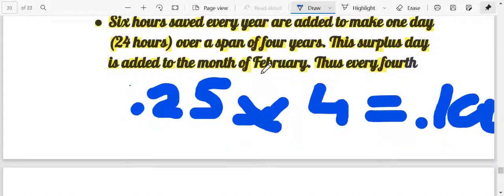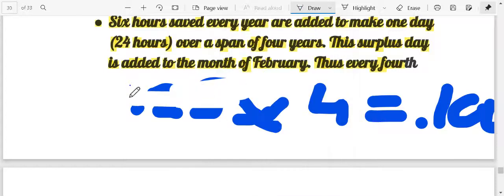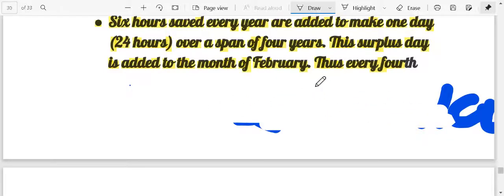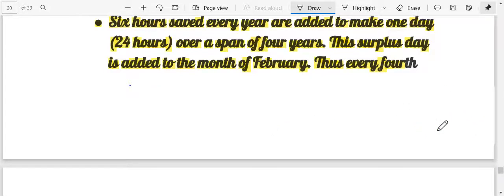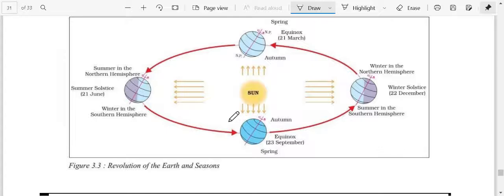And that means that this 0.25 makes 1 day extra. So it is called the leap year when we have the 1 day extra, and that is in 4 years. Because 0.25 into 4 is equal to 1.